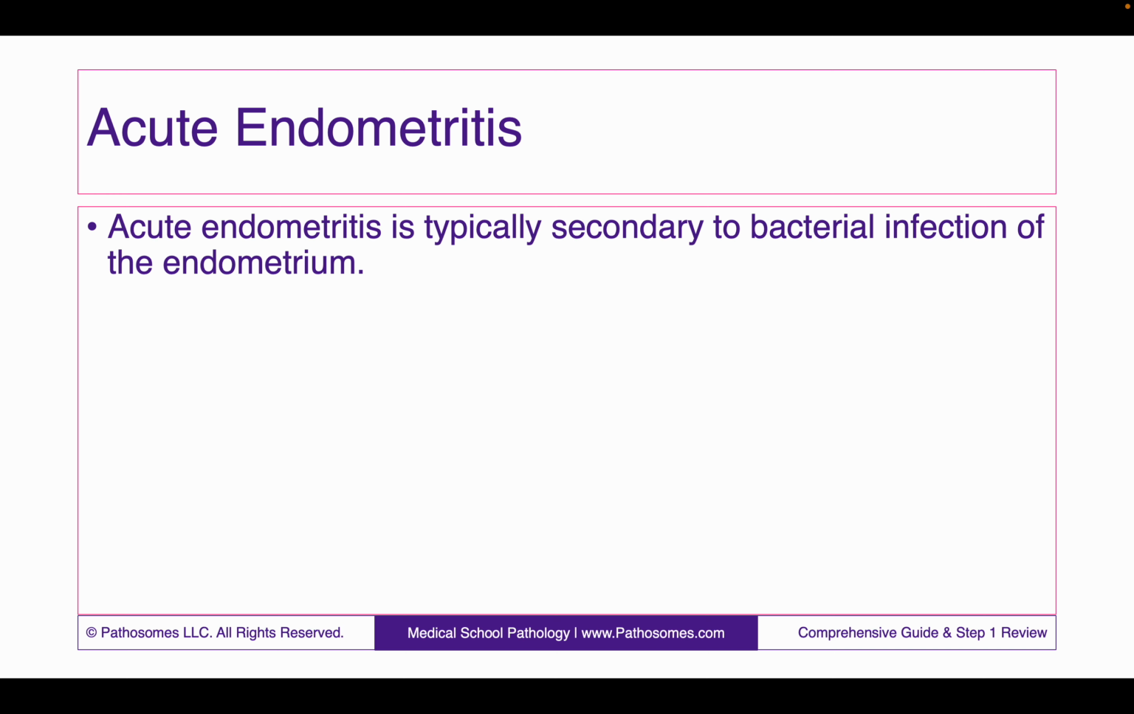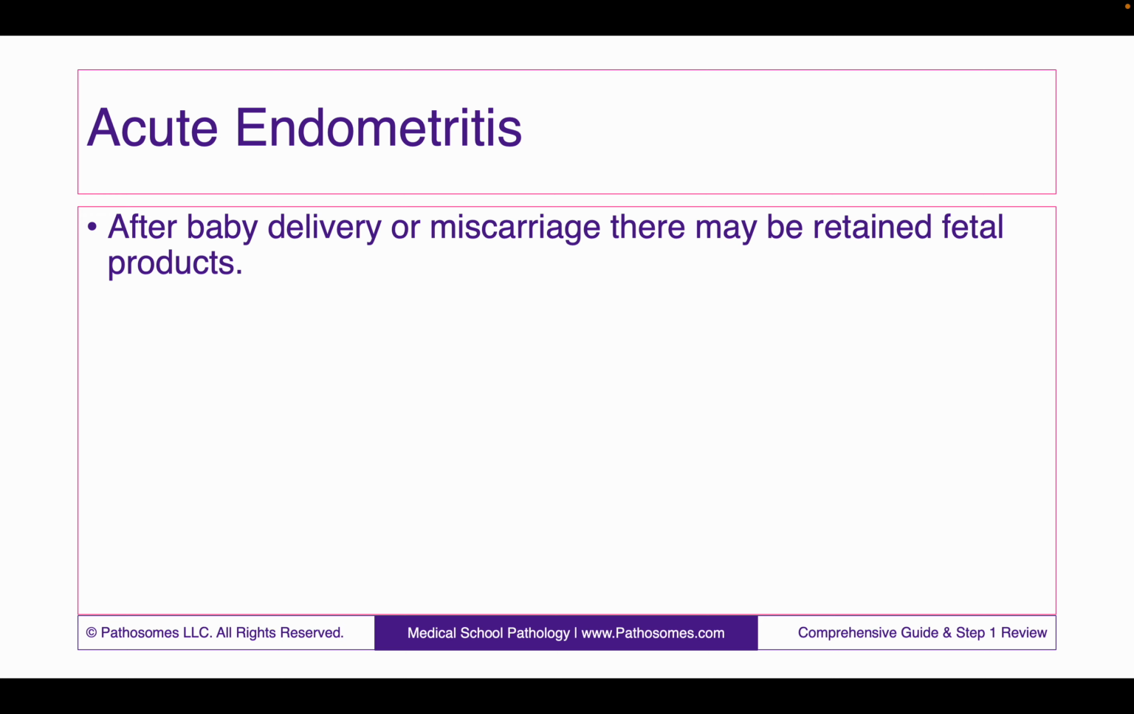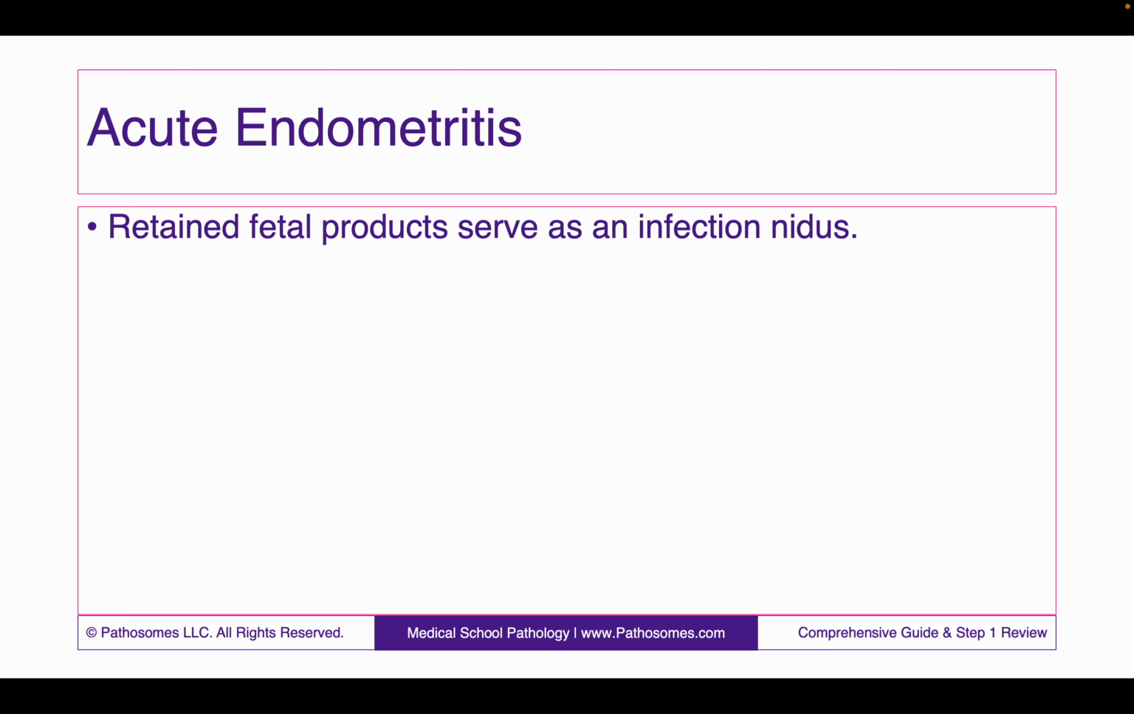Speaking of, let's talk about acute endometritis. Acute endometritis is typically secondary to bacterial infection of the endometrium. After baby delivery or miscarriage, there may be retained fetal products. Retained fetal products serve as a nidus for infection, right? By that, the bacteria or foreign organisms can adhere to that and just start growing and multiplying and releasing toxins and whatnot, causing issues.